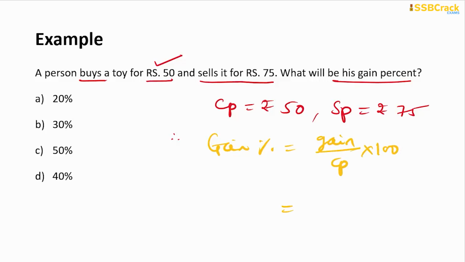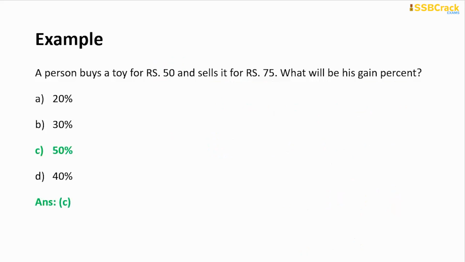And how do you get the gain? Gain, you know, is SP minus CP. So 75 minus 50 is 25. 25 upon CP, which is 50, into 100. So let's calculate this. You can see that it's 50%. So the gain for this person is 50%. Alright. And hence the right key for this particular question is option number C.